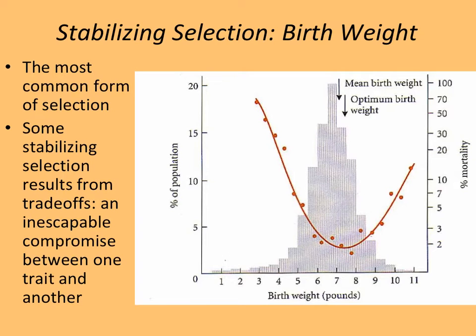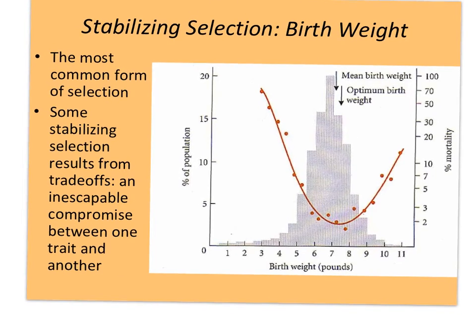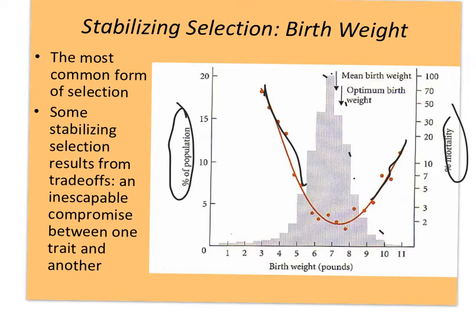Okay. Now, so this is a percent of the population. This is percent mortality. So the population is all the gray stuff, okay? And mortality is the red. We're talking about birth weight. So you see there's higher mortality when there's very small babies and very large babies.